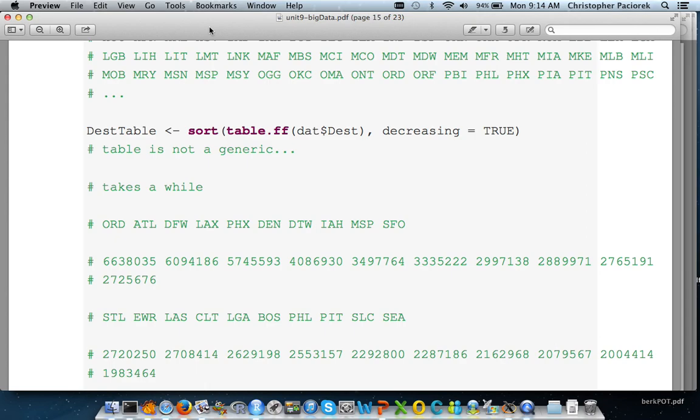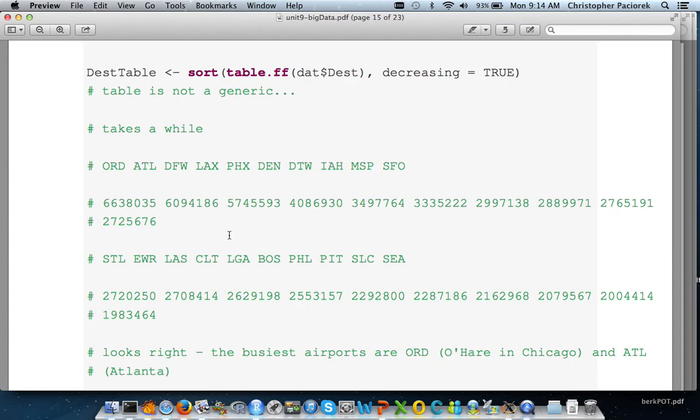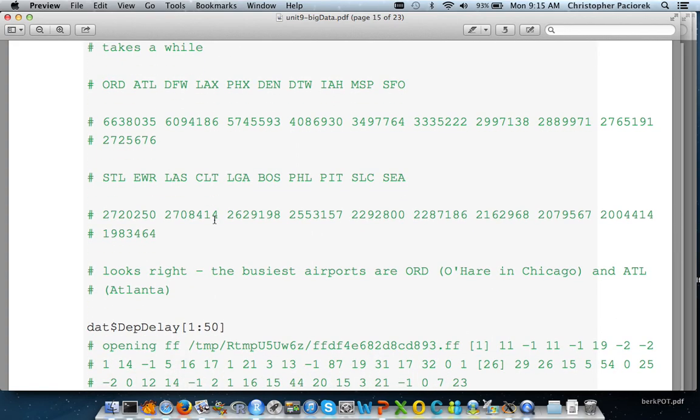I left off the ff, and it was just taking inordinately long because it was trying to actually use table, and table is expecting a regular data frame, not an ff data frame. So there was an implicit coercion going on behind the scenes where the whole big ff data frame was getting converted and presumably then trying to load that onto memory. So that didn't work very well. But then we see that the results make some sense. The airports with the most departures were O'Hare in Chicago, Atlanta, Dallas-Fort Worth, LAX, et cetera, et cetera. So at least reassuring that we haven't done something totally wrong in terms of reading the data in and what the data look like.